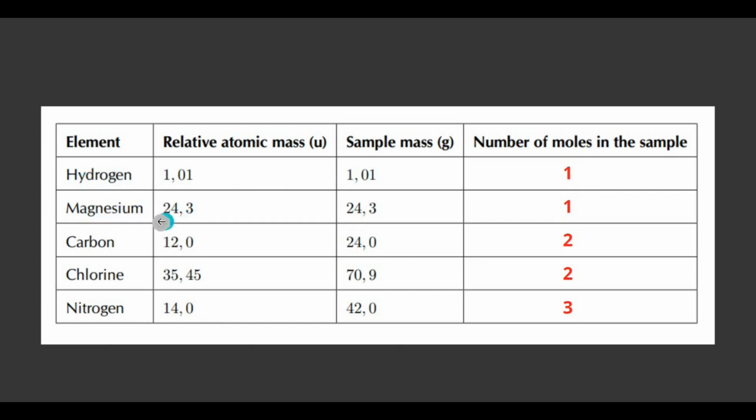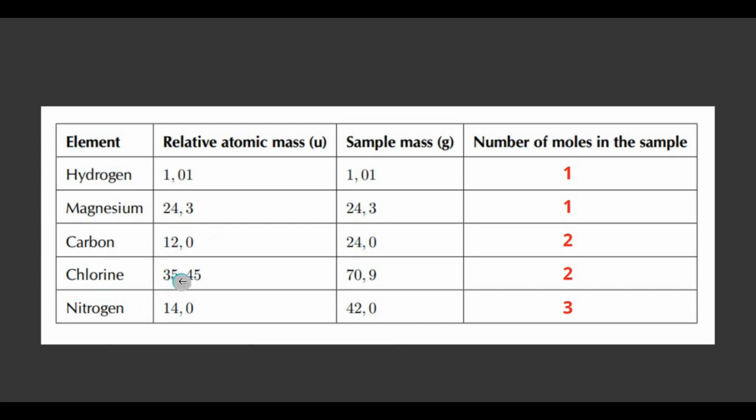The same thing, if you look at the relative atomic mass of magnesium, and then you take it to your scale, you weigh it, and it says that it's 24.3 grams. You know that it's 1 mole. However, look at this. We know the relative atomic mass of carbon is 12, but now you are given a sample, you weigh it, and you find that the sample of carbon atoms is 24 grams. What does that mean? It means that it's actually 2 moles of carbon, because we know 1 mole of carbon would be equal to 12 grams.